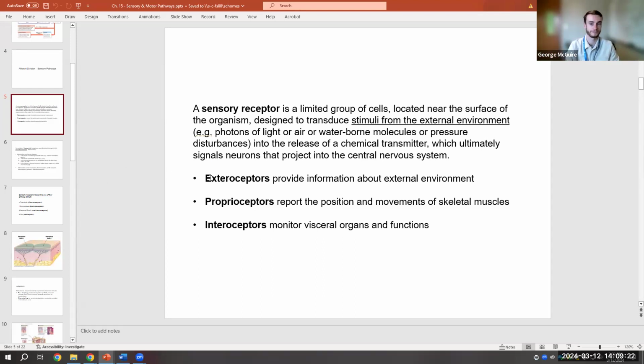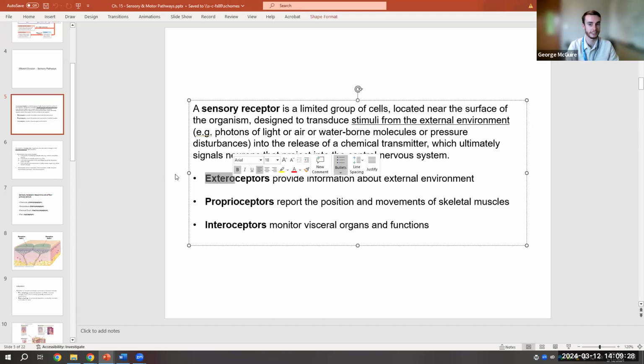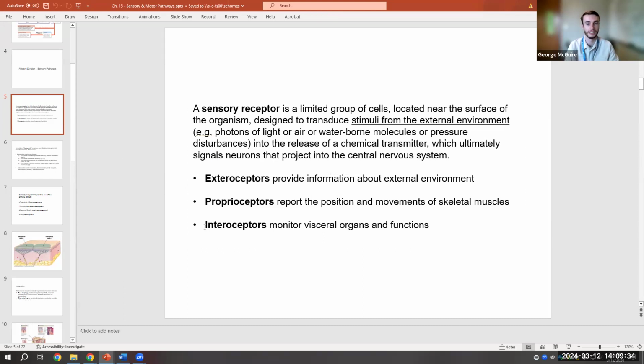So we have three major types of sensory receptors: our exteroreceptors, ext referring to the external environment. These are those that are providing info from the external environment. So the opposite of that would be our interoceptors. So these are monitoring our internal environments, so mostly our visceral functions, our organs. And then we have proprioceptors.